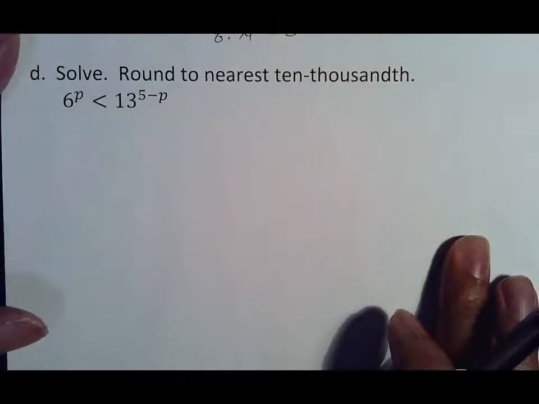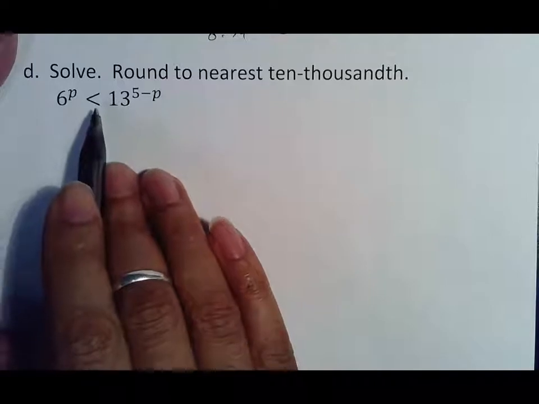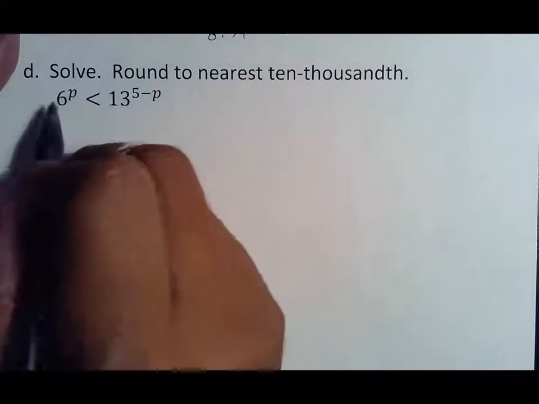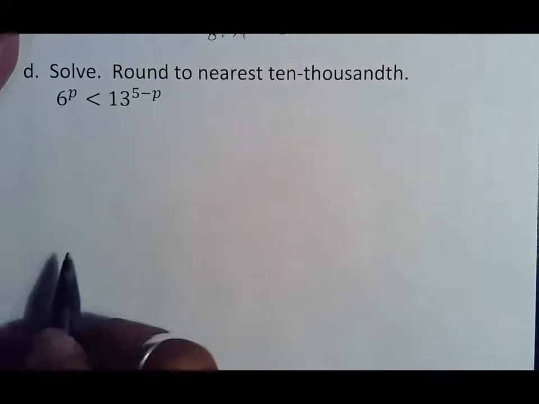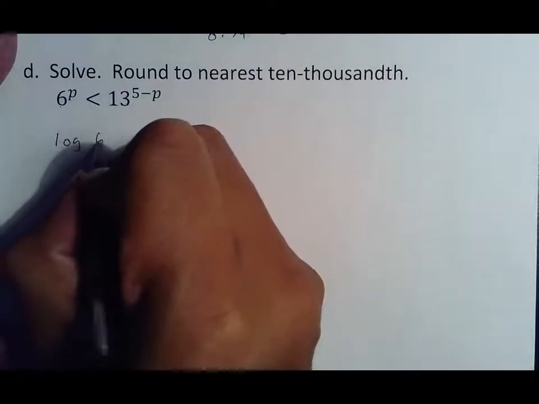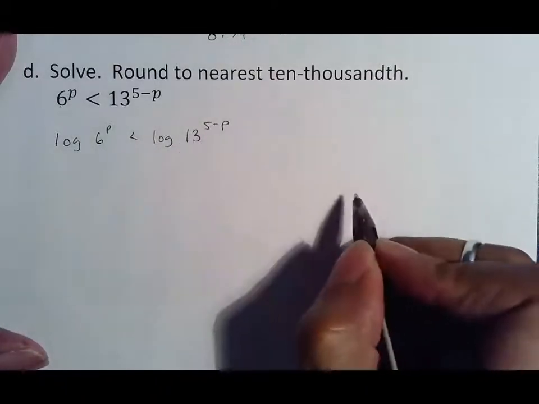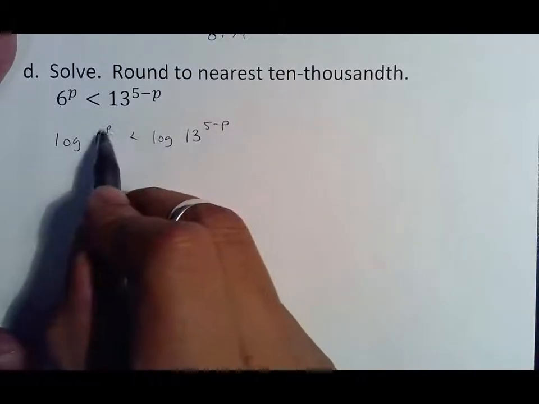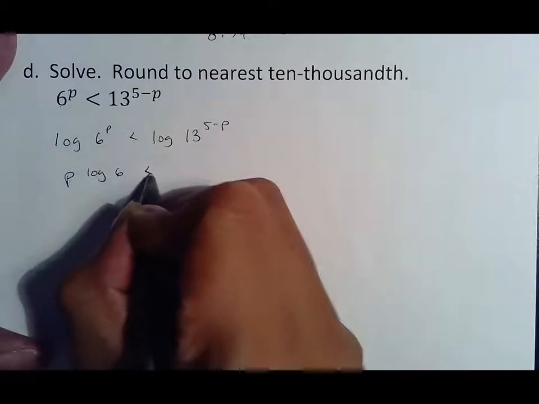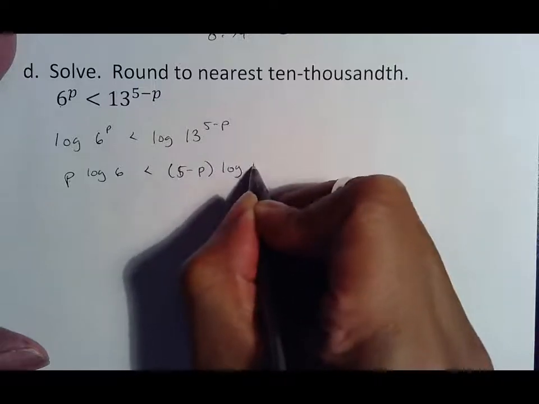Solve, round to the nearest 10,000th. So this here again is the same thing. The only thing we want to do is make sure we understand how to do it with a less than symbol, because this thing is very delicate. So we need to make sure we do it the right way. Again, we can't write both of these as common bases, which is our first strategy. Since we can't do that, the only option we have is to put a log in front of both of those. The second thing we have to do now, because we're already in that train, is to put these powers in front. So P log 6 is less than 5 minus P log 13.